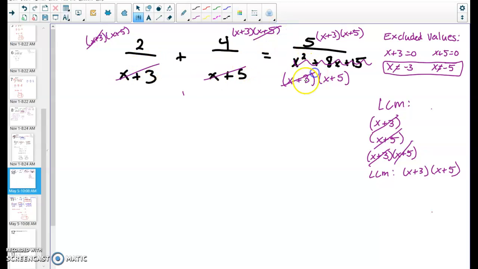Notice that on the right-hand side of this equation, all of my factors cancel out except for what's left on the numerator. So now I'm going to solve and bring these down. 2 times (x plus 5) plus 4 times (x plus 3) equals 5. Okay, we're going to solve for x.